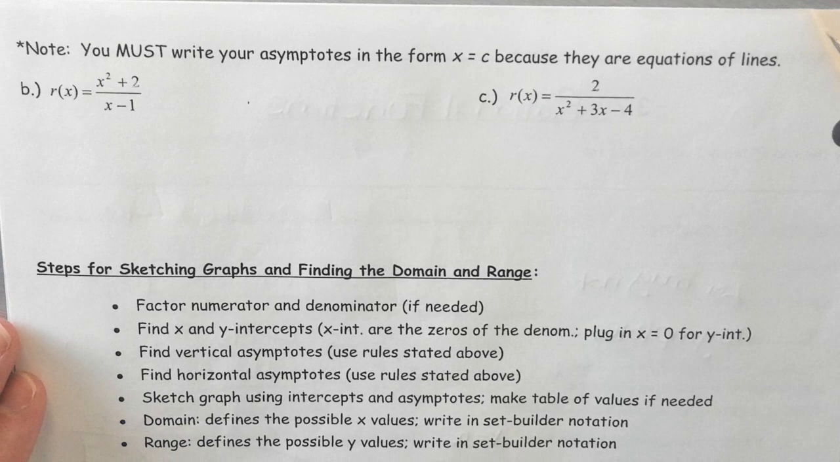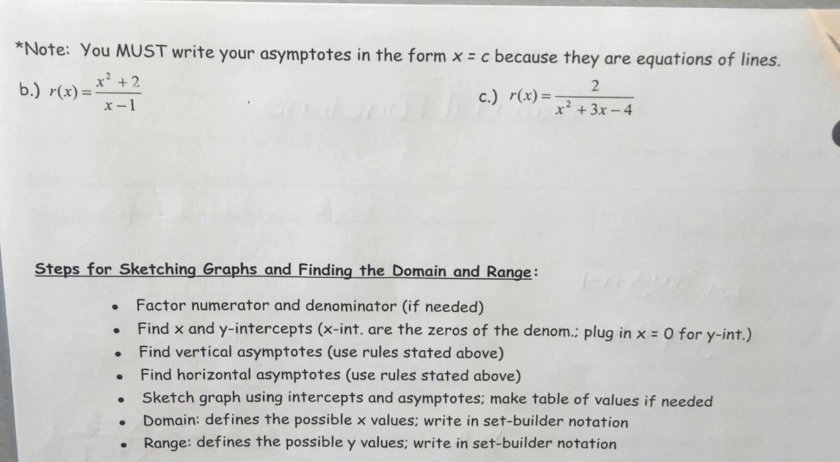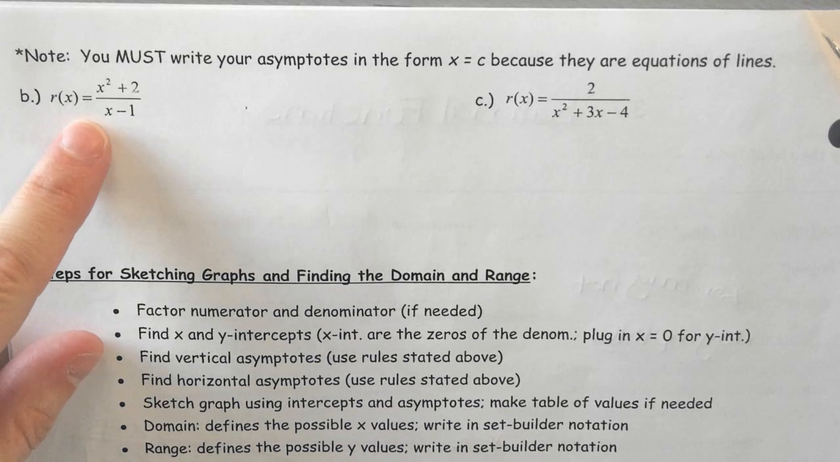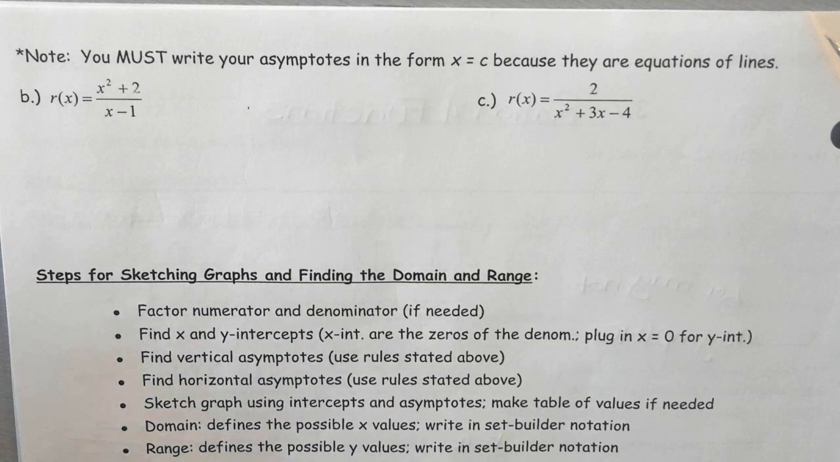Alright, so these say, they're actually the same because it's B and C, so we're going to do a continuation. So we want to find vertical and horizontal asymptotes still. So we're going to continue on that same path. So let's find vertical asymptotes first for this one.